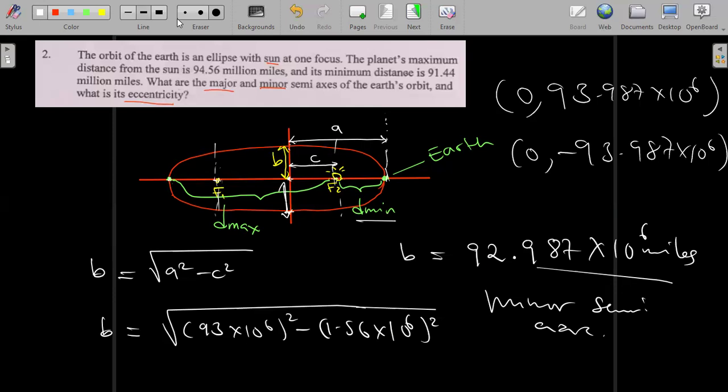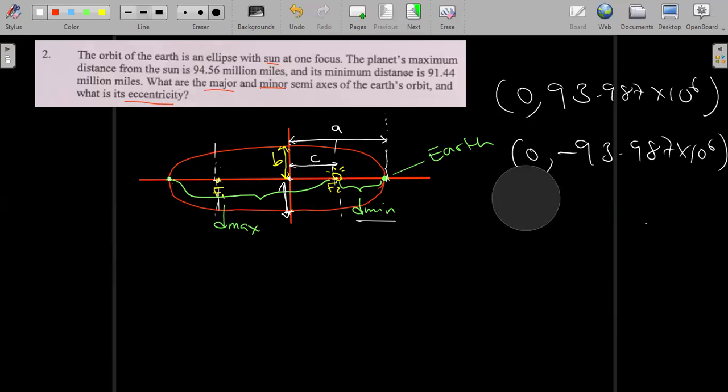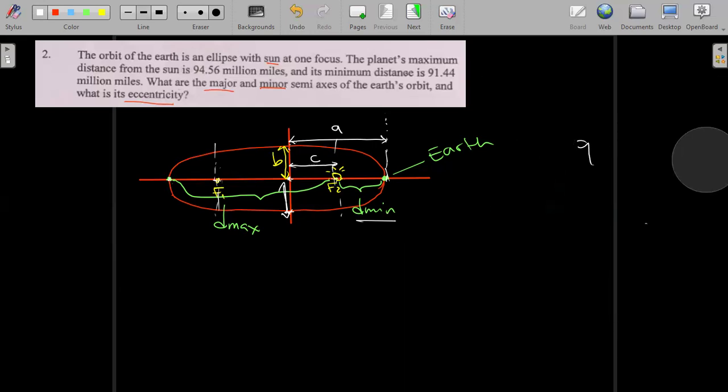Okay. Now the question does not end there. The question also wants us to find the eccentricity. So how are we going to get that eccentricity? We know that eccentricity is just given by the formula.